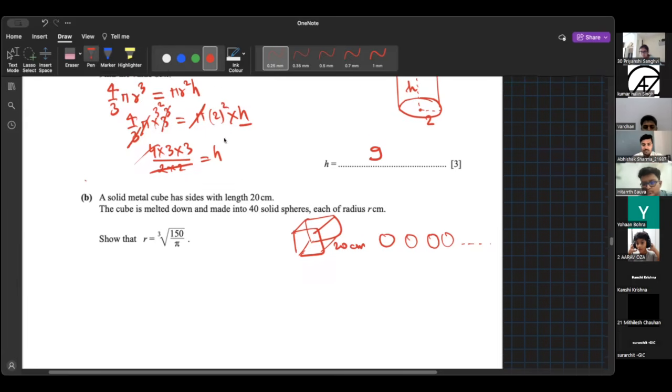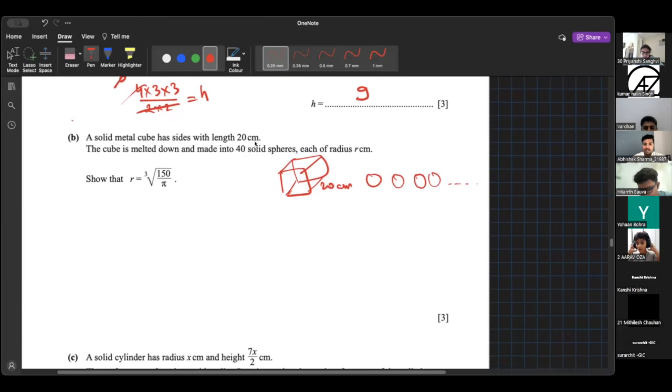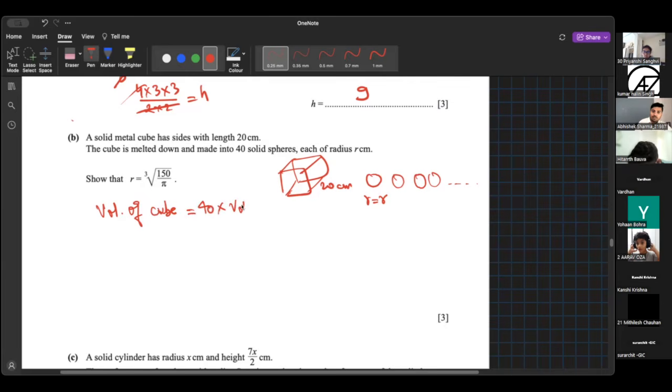Try to utilize that. Now, this question says that a solid metal cube has a side length of 20 centimeter. The cube is melted down and made into 40 small solid spheres, each with radius r. So radius is r here. We have to show that that small r value is this. What did we just learn? That the volume of cube is equal to 40 multiplied by the volume of a sphere. So the volume of cube is going to be side cube, so 20 cube, equals 40 multiplied by 4 upon 3 pi r cube. This is the question.